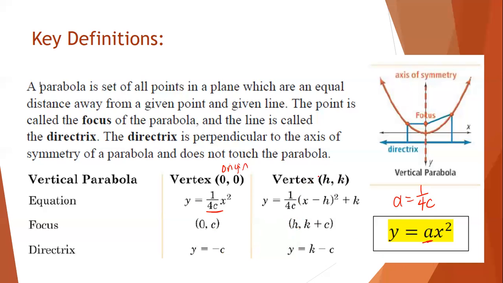Our vertex is still h, k. If there's an h and k present other than the value of 0, that means I am no longer at the origin, which means it's going to cause shifts in my focus and in my directrix. Since it's a vertical parabola, notice that the shifts only affect my y values. If I was a horizontal parabola, what do you think the shift would affect? The x values.